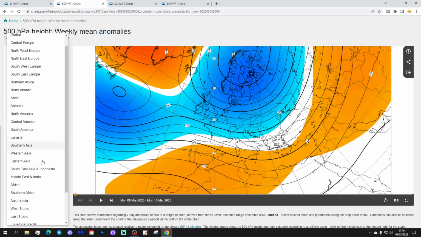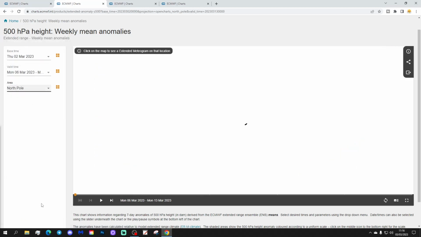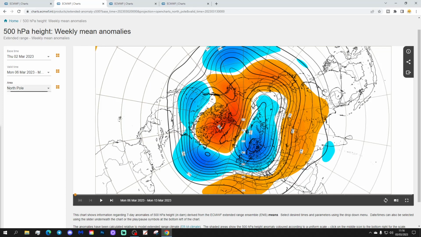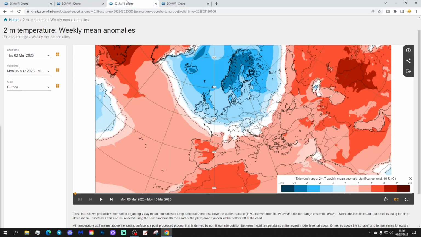Let's quickly change this over. So this is a 500 millibar height anomaly from the Arctic and North Pole view down. Again, above average heights blocking around Greenland. Trough of low pressure to the south and to the east, and winds are coming in from a cold northerly, northeasterly direction. Temperature anomalies.